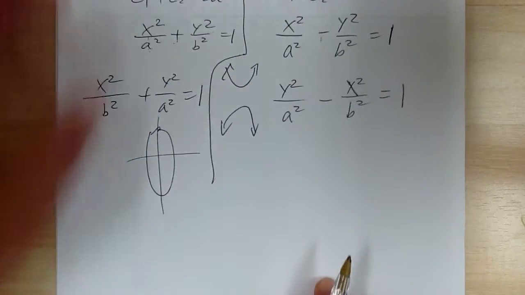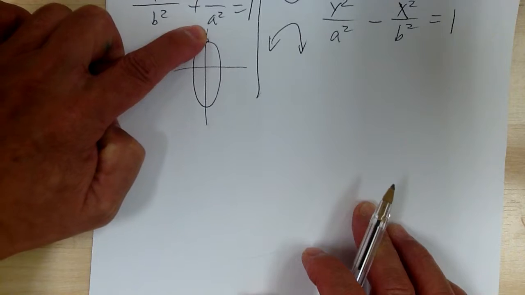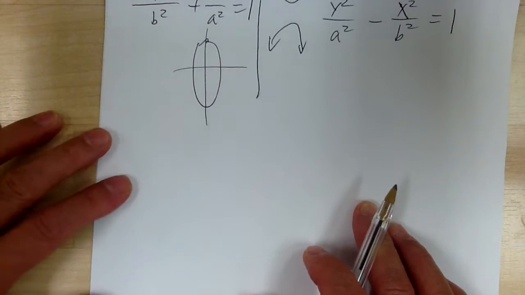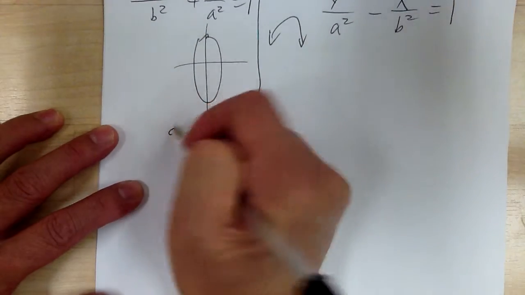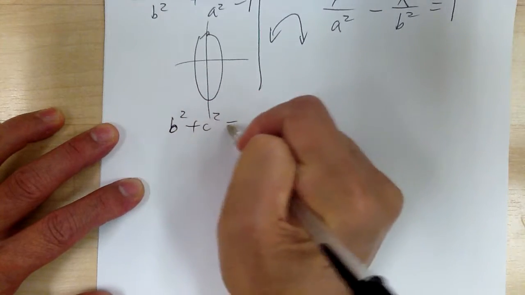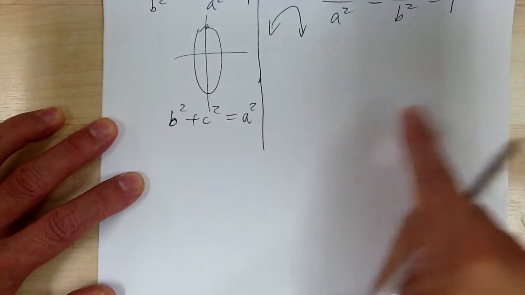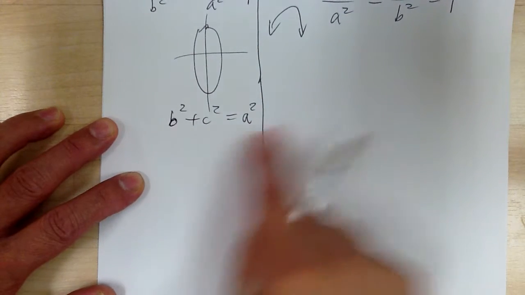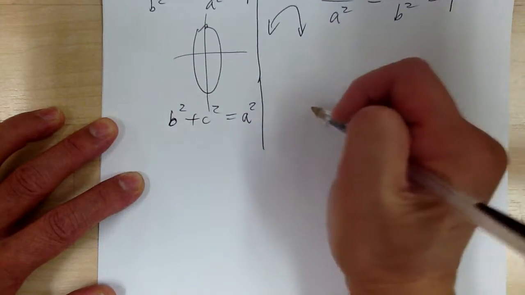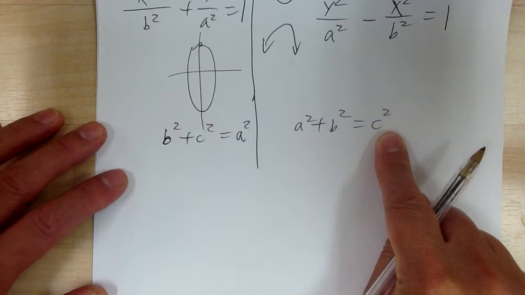Also, over here for the ellipse, if you use the Pythagorean theorem, the biggest number is a, so you get b squared plus c squared equals a squared. That's a bit weird. But for the hyperbola, everything is normal. You get a squared plus b squared equals c squared, so c is the biggest number.